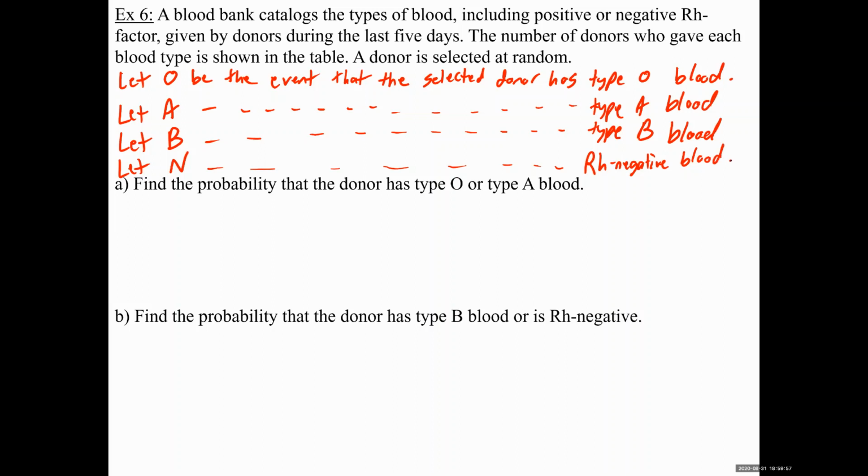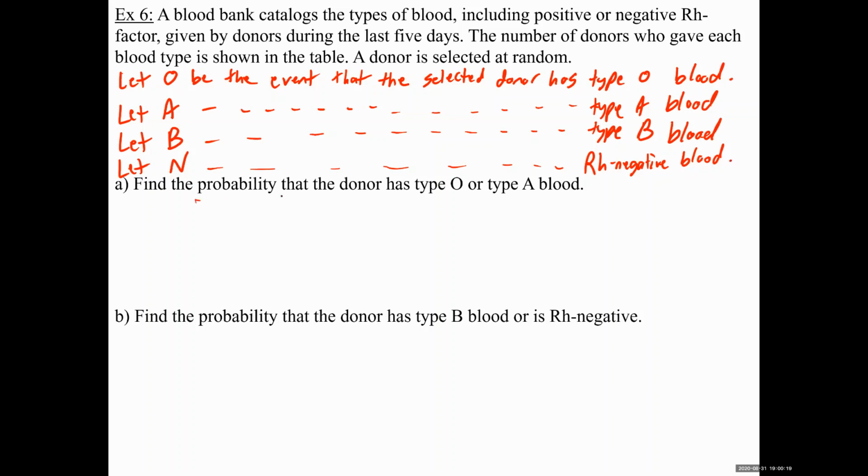Okay, so every time it's a word problem, they don't give you letters for events. You need to make up letters for those events and write that at the beginning. Okay, now let's do part A. Find the probability the donor has type O or type A blood. So two things extra you have to do in this problem that you didn't have to do in the other ones. First, you make up letters for the events that are mentioned in the question. Then you got to write down the notation for the question.